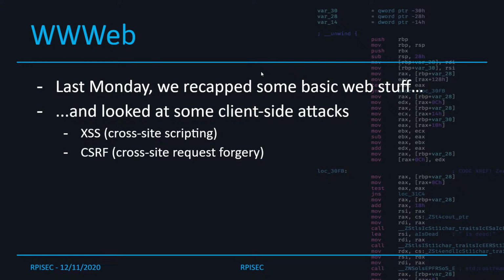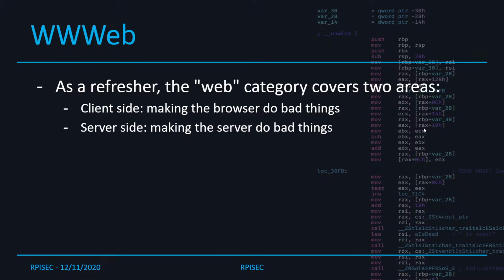So, last Monday, we did a little recap of some web stuff we touched upon way back at the start of the fall semester. And on Monday, we looked at some client-side stuff like XSS, cross-site scripting, and CSRF, client-side request forgery. It's a typo. Overall, we've been talking about some of the basic client-side stuff. So today we're going to be looking at a little more advanced stuff and a little more server-side stuff.